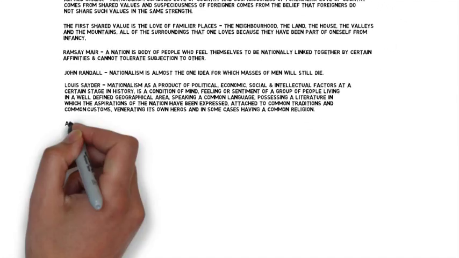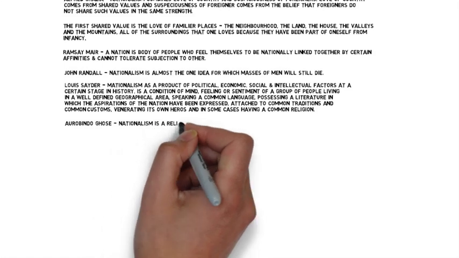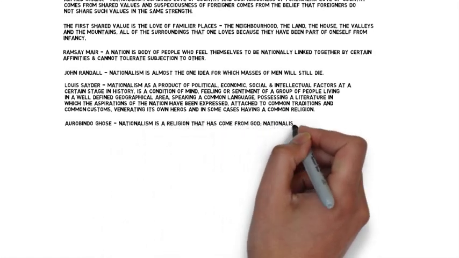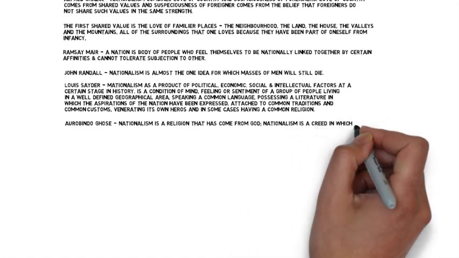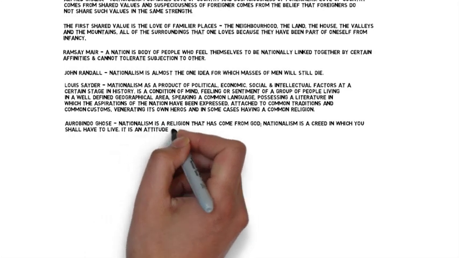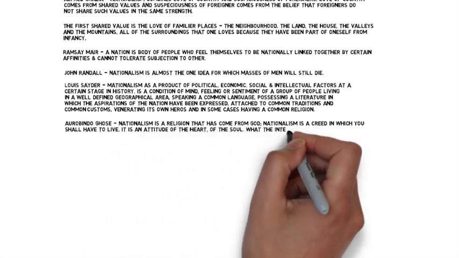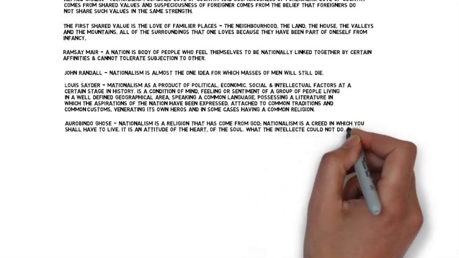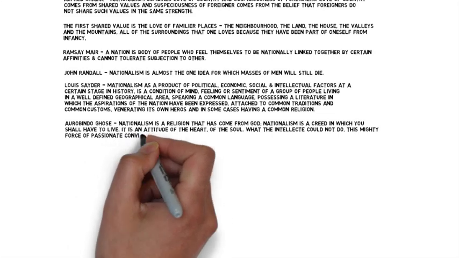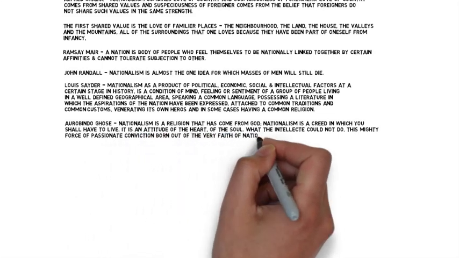And the last definition I would like to quote is from our very own Aurobindo Ghosh. Aurobindo Ghosh has said that nationalism is a religion that has come from God. Nationalism is a creed in which you shall have to live. It is an attitude of the heart, of the soul. What the intellectual could not do, this mighty force of passionate conviction born out of the very faith of national consciousness will be able to accomplish.